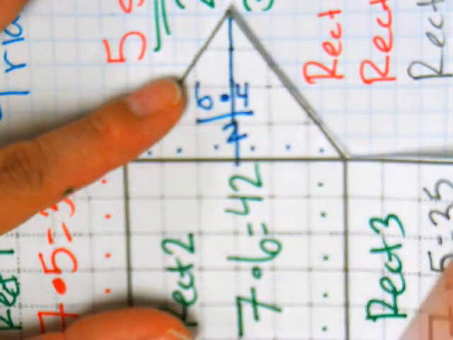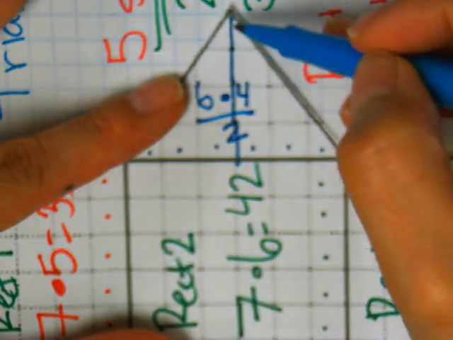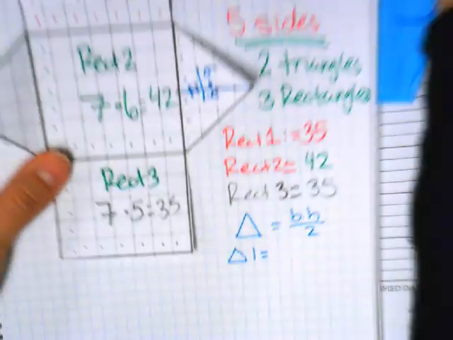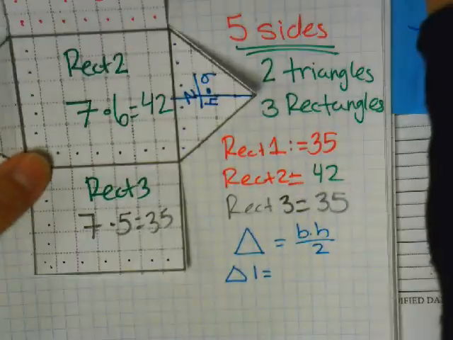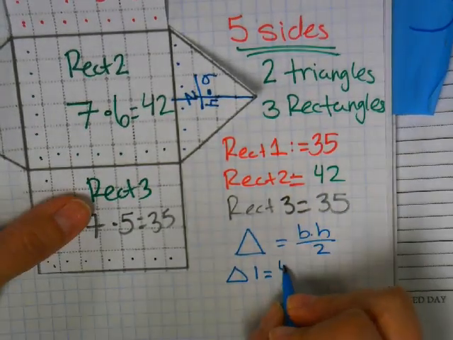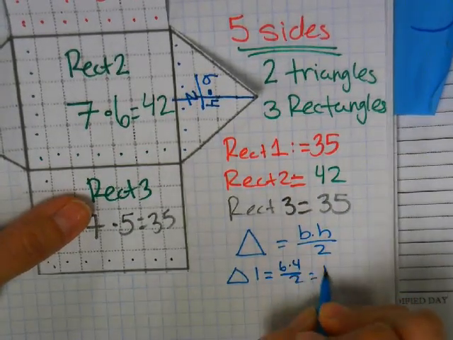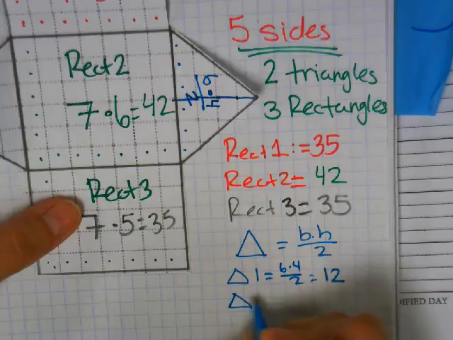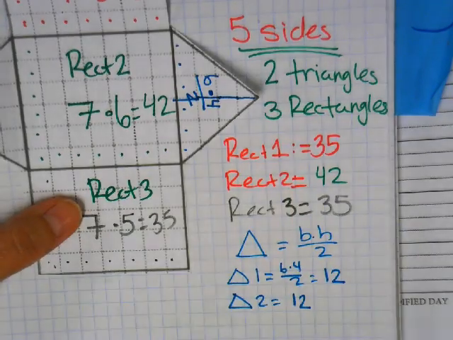Divided by 2. So this is 6 and the height is 4. So 6 times 4 divided by 2. What's 6 times 4 divided by 2? Now, is the other triangle the same size? Yeah. So that one's equal to 12.